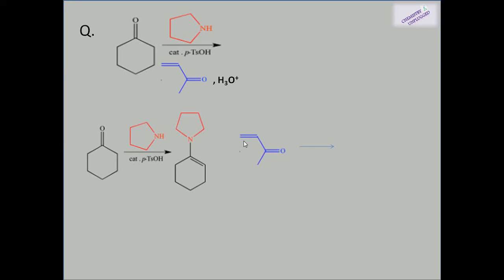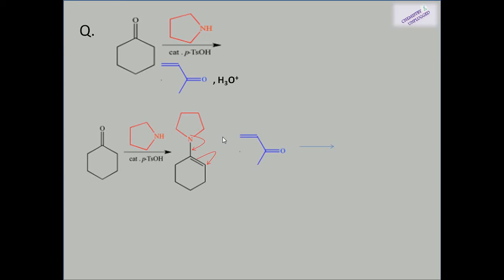Next reaction is with this alpha beta unsaturated ketone. So what will happen? The lone pair of electrons of nitrogen will shift here and this carbon will become anionic in nature, a carbanion.